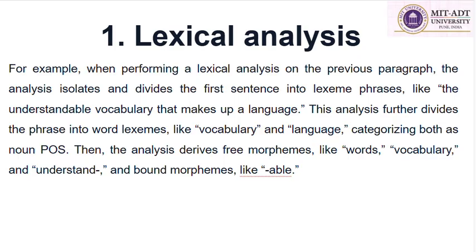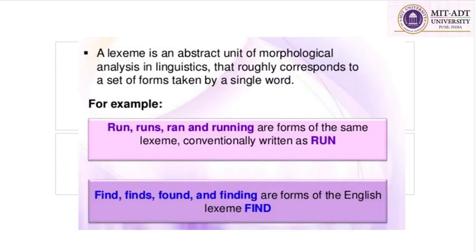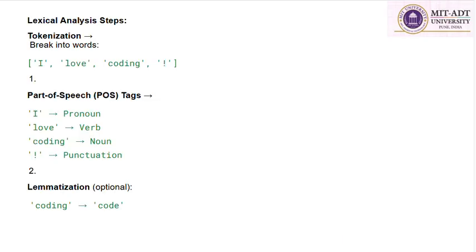So in lexical analysis, you read words, subwords, and characters. Then you check the structure of words, identify the vocabulary, remove unnecessary symbols like stop words and punctuation marks, and finally you tokenize them. Here are some examples. Run, runs, ran, running have the same root word, that is run. The same goes for find, finds, found, finding. The lexeme is the word find.